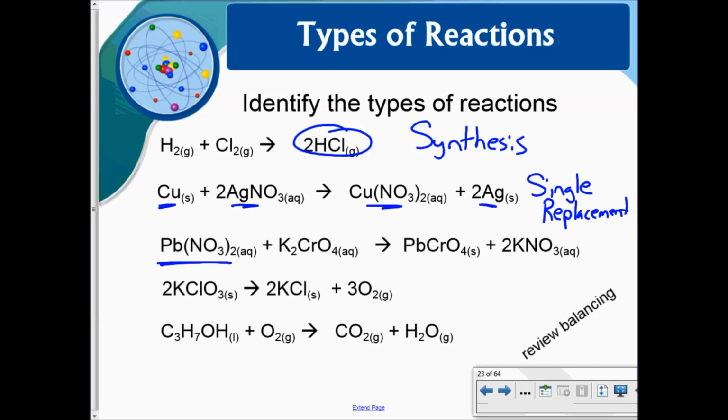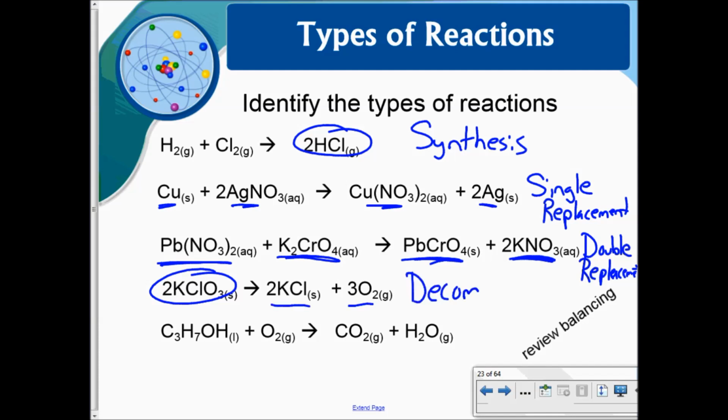This one we have a compound, and we're getting a compound and a compound. So we're going to say this is double replacement. Okay, write that out. This you have one reactant that breaks down into other substances, so that's going to be decomposition. And this one we have a hydrocarbon and oxygen, and our products are carbon dioxide and water, so that's going to be combustion. So you have to be able to memorize these types of reactions, okay?